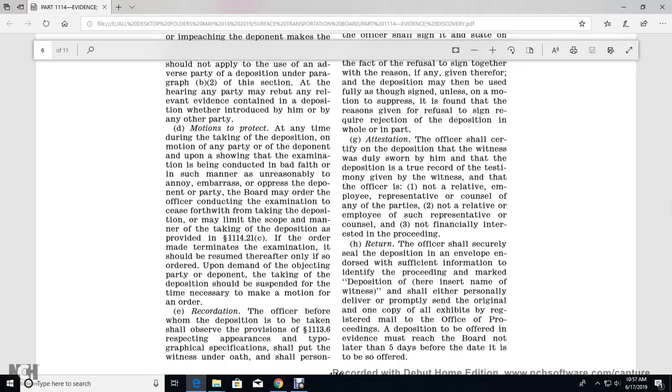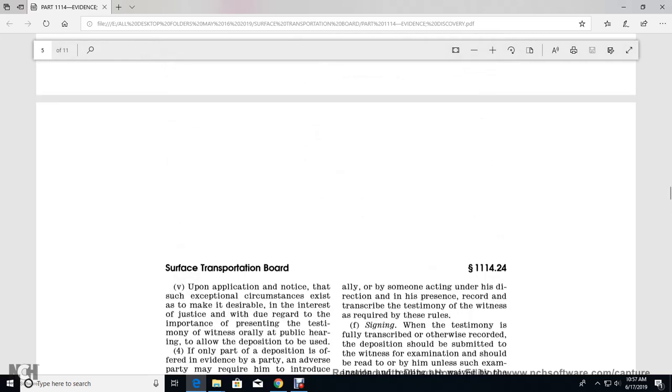The officer before the deposition shall observe the provisions of 1113.6 respecting appearances and typographical specification. The witness shall be put under oath and the testimony shall be personally transcribed by someone acting under the direction of the officer, in the presence of the record, of the testimony of the witness as required by the rules, signing when the testimony is fully transcribed or otherwise recorded.